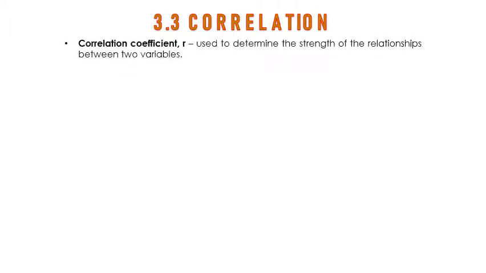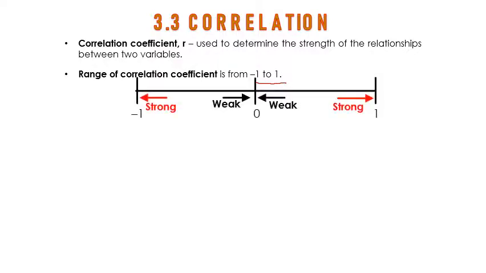Correlation. The correlation coefficient, denoted by r, is used to determine the strength of the relationship between two variables. The range of the correlation coefficient is from -1 to 1. Okay.